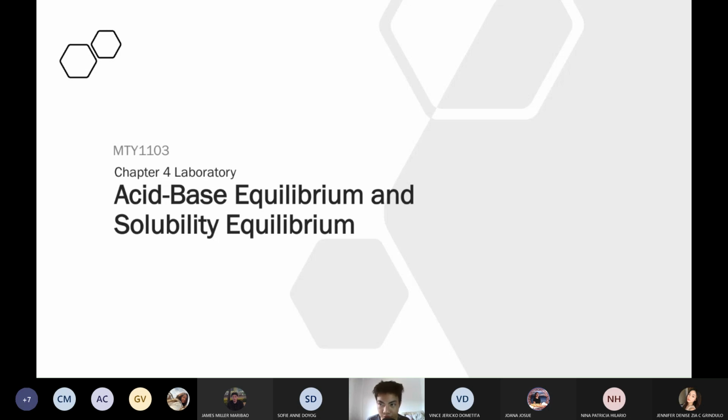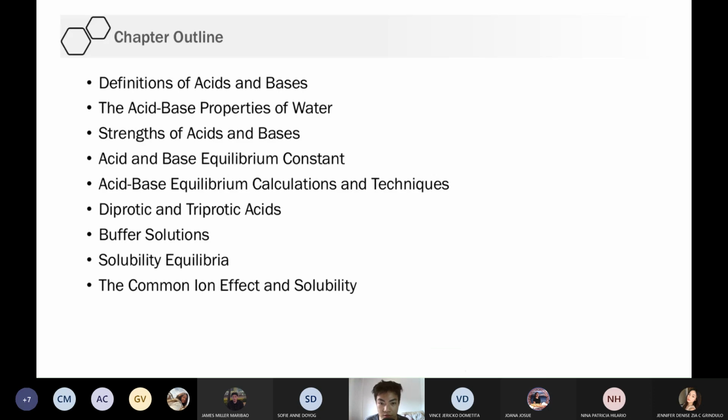Okay, so our discussion for today is part one of the acid-base equilibrium and solubility equilibrium chapter. This is a lengthy chapter. So, ito yung ating coverage for this chapter. Ang dami na. So first, we will define acids and bases.